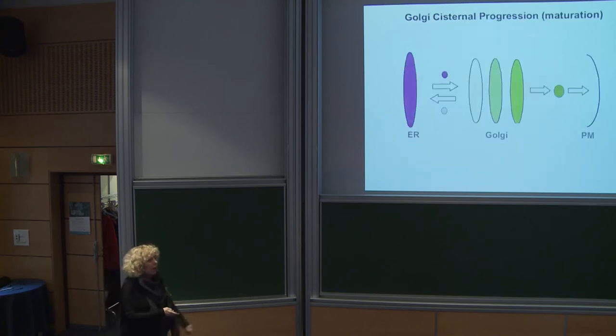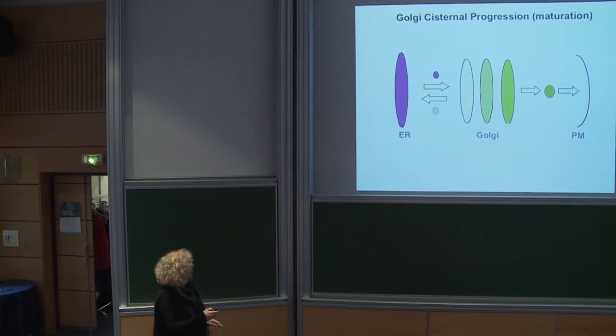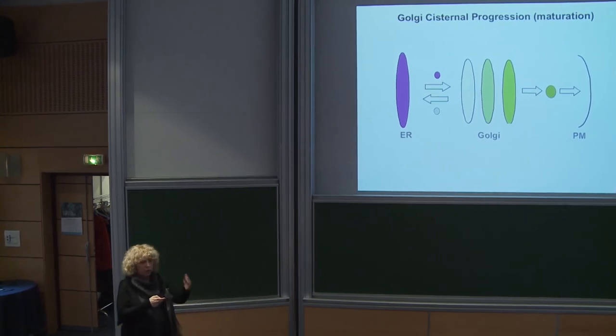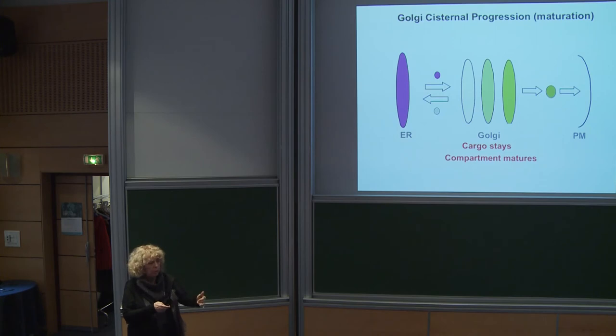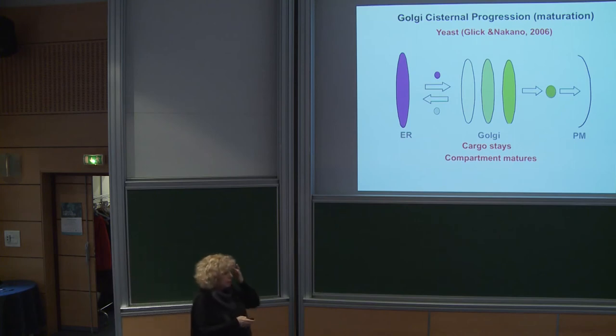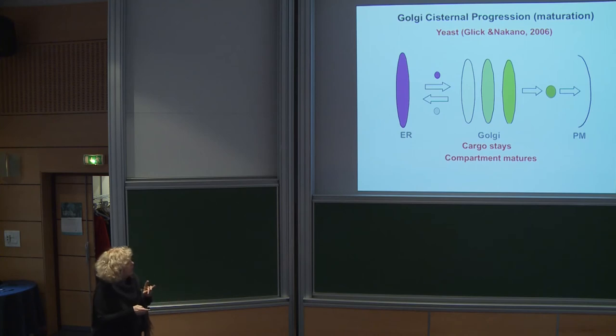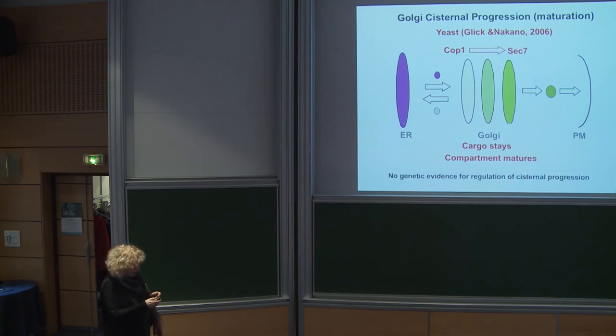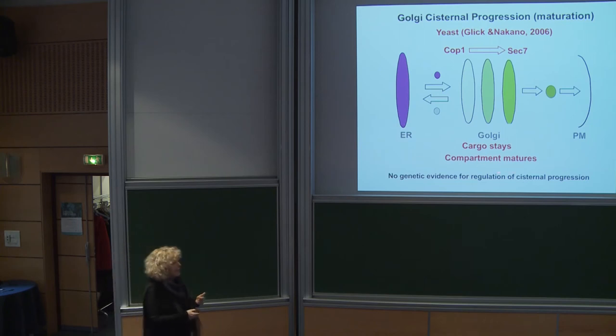So now I want to just branch off for a minute to Golgi cisternal progression, or cisternal maturation. We talked about it. This is what people think, how transport occurs through the Golgi. So the cargo stays in each compartment, and what happens is the compartment matures. And this is within the same compartment, okay? So in 2006, two groups showed in yeast, I think they provided really good evidence that you can see cisternal progression. The way that they did it is by looking at shifting from CUP1, which is the early Golgi, to 6-7, which for us is transitional, late, okay? But until we came along, there was no genetic evidence that this is actually regulated.